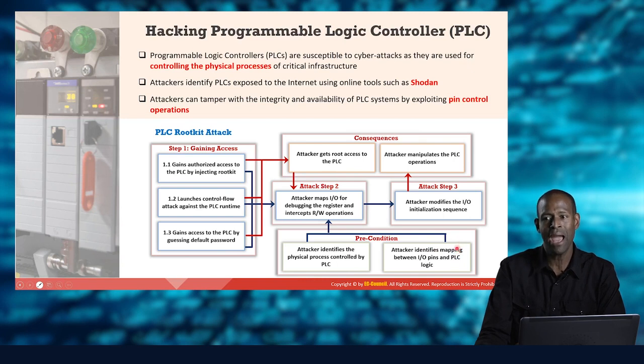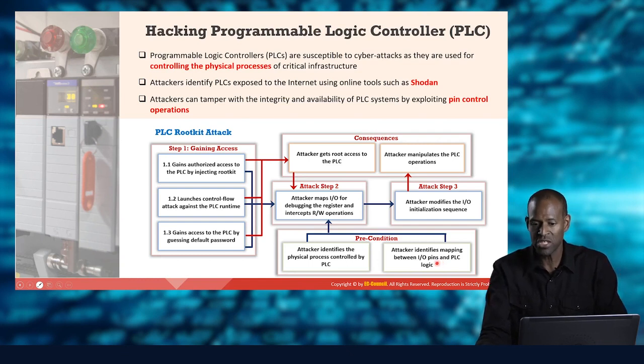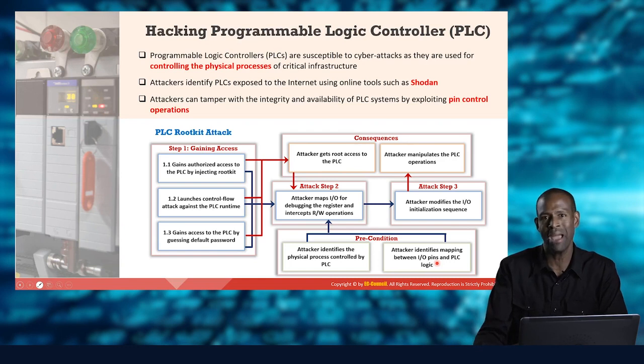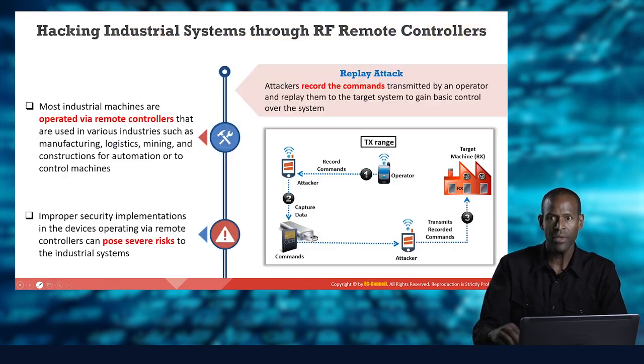Or they can identify the mapping between the I/O pins and the PLC logic. So there's logic, there are steps that are written in the actual code for the PLC, but then there's an interface from this PLC out to the devices that it's controlling, or the device that it's controlling. And so a physical mapping needs to happen in some cases to get that logical mapping, and then to eventually manipulate the operations of that PLC.